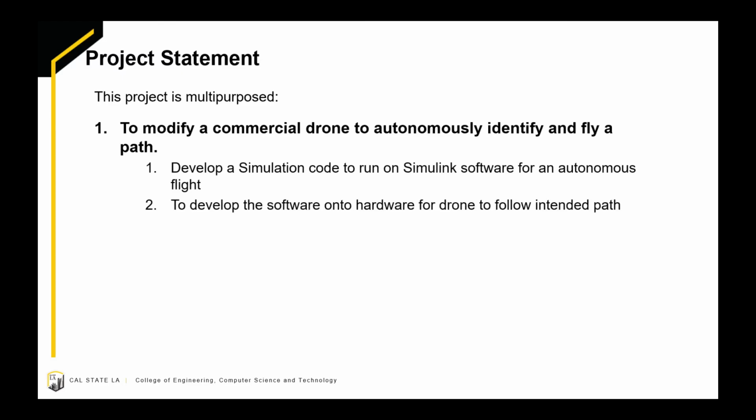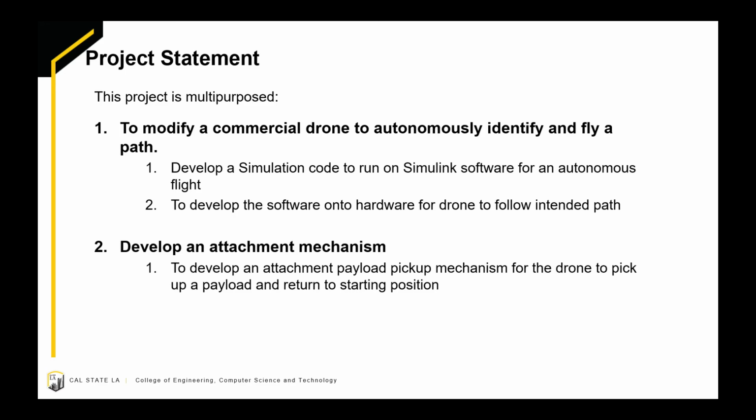The objective of this project can be explained in 2 points. The first was to modify a commercial drone to autonomously identify and fly a path, which includes developing a simulation code on Simulink and implementing that software onto the hardware of a Parrot Mini-Drone. The second was to develop a pickup payload mechanism attachment, wherein the drone will fly a path, retrieve a said payload, and return to its starting position.